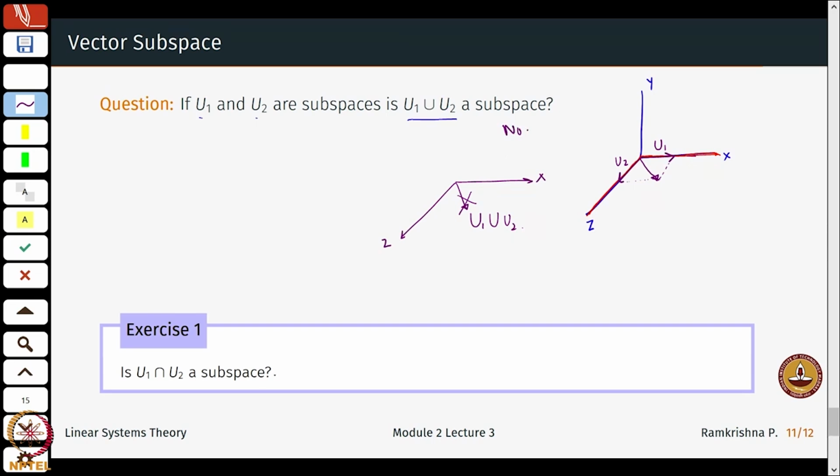This is easier to show, so I will leave the proof for you. Is U1 intersection U2 a subspace? These are little interesting things that you can work out by yourself, and these properties will be more than useful in the coming parts of the course.